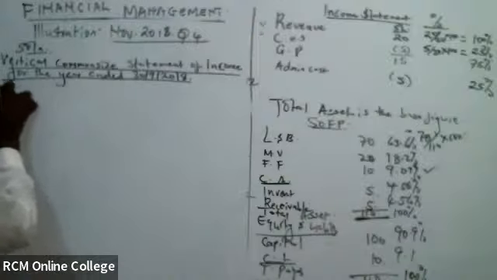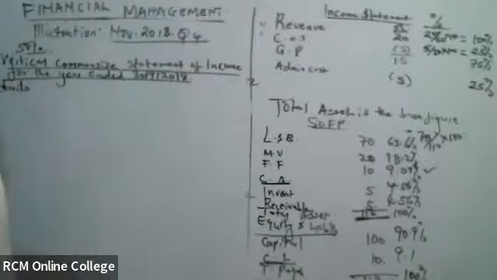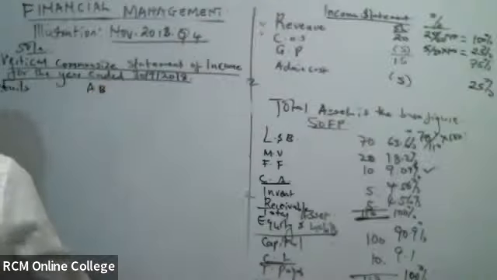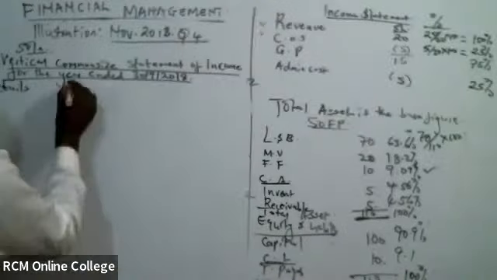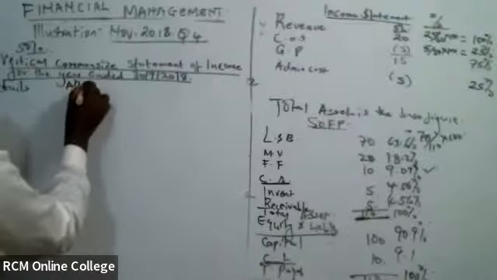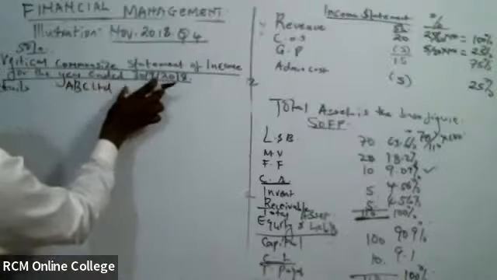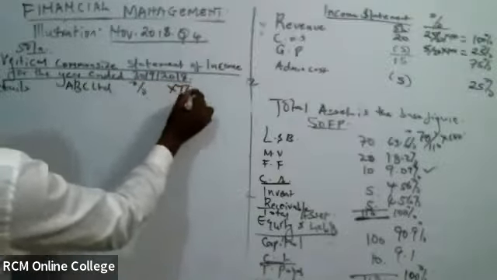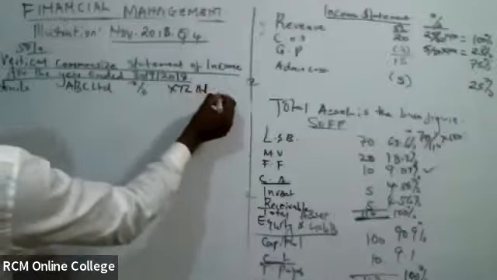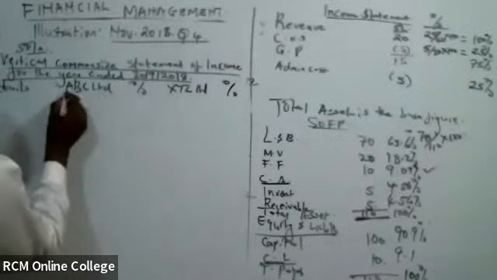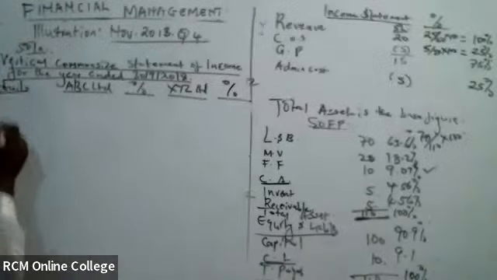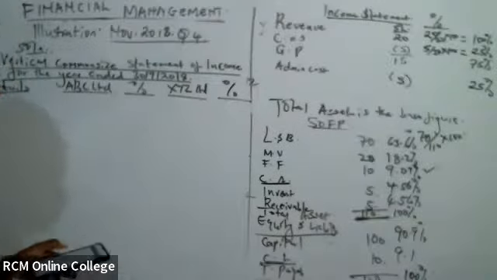Class, here we can have the details. ABC Limited, and you leave a space for the percentages here. And then XYZ Limited, then we have the percentage of the same. ABC Limited and XYZ Limited like that.